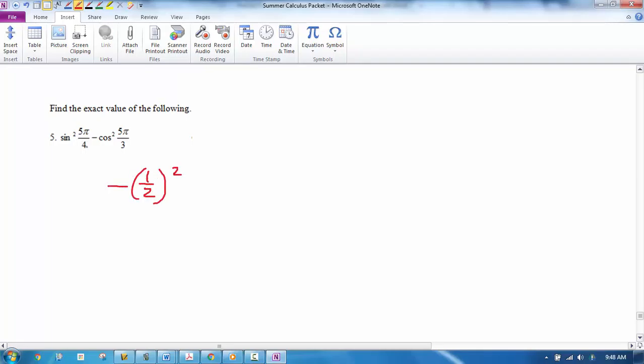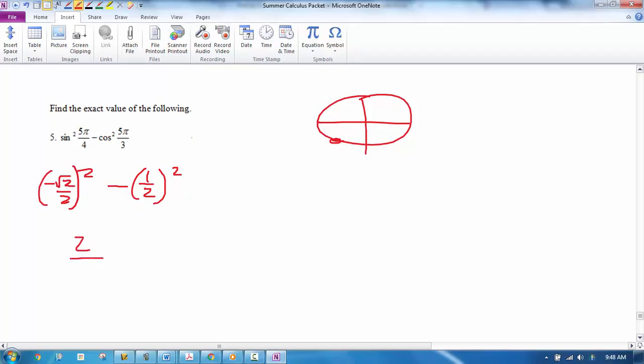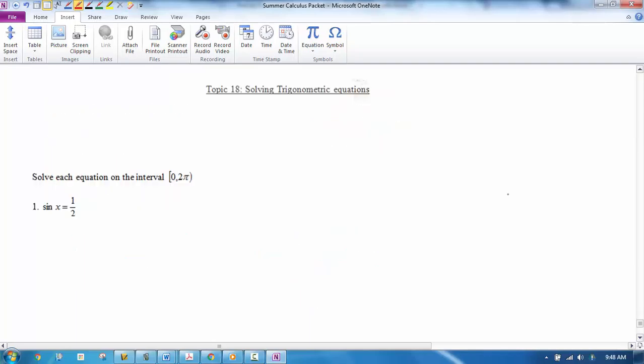And then 5 pi over 4 is also on your unit circle. That's at 225 degrees, or down here. And the cosine is negative square root of 2 over 2. That's going to have to be squared. So we just need to simplify that then. The negative goes away when you square it. Square root of 2 becomes 2. The denominator 2 squared becomes 4. And then this becomes 1/4 if you square the top and the bottom. So just subtract 2/4 minus 1/4 would be 1/4, which is your answer.